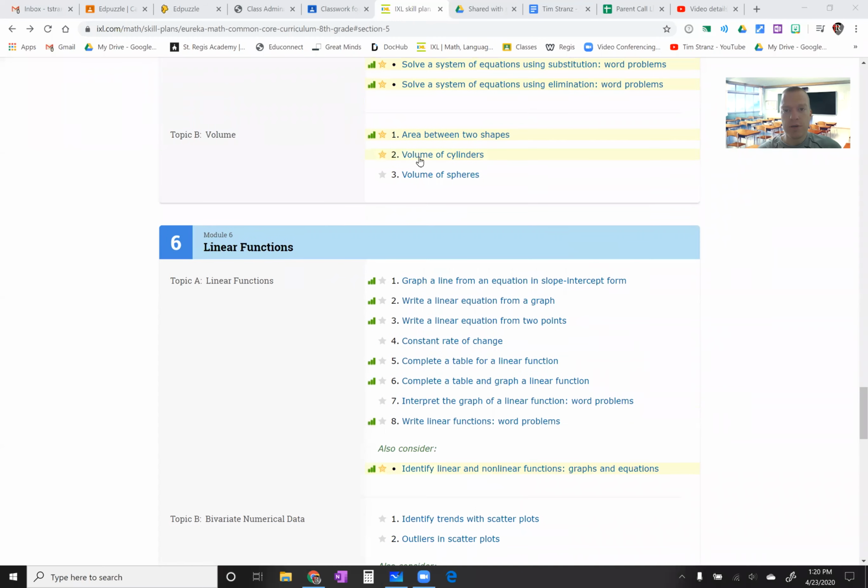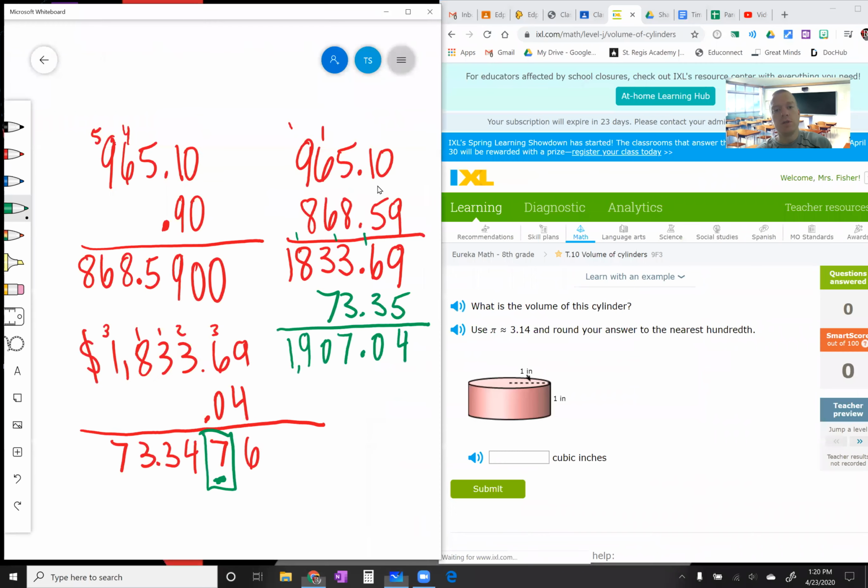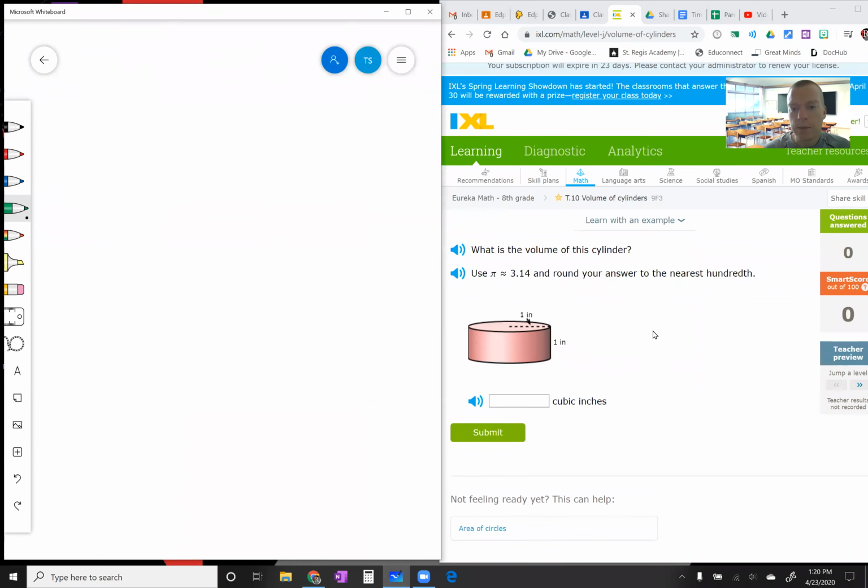Very simple. It's only one thing, but you do need to write down this formula or else you will not know how to do it. Let me show you what it is. Today we're going to do volume of cylinders. Let me open it here and split my screen with you. Let's do a couple together.